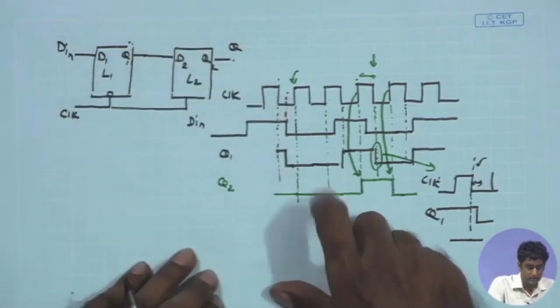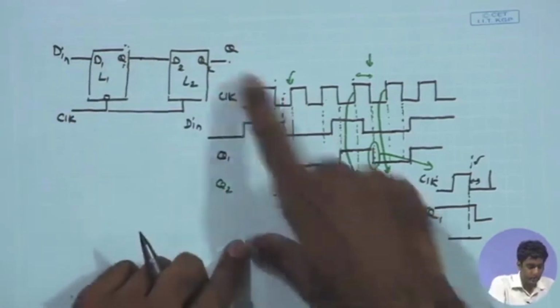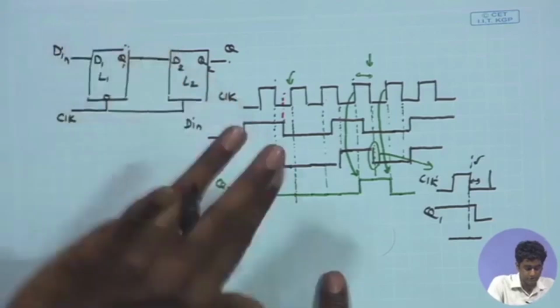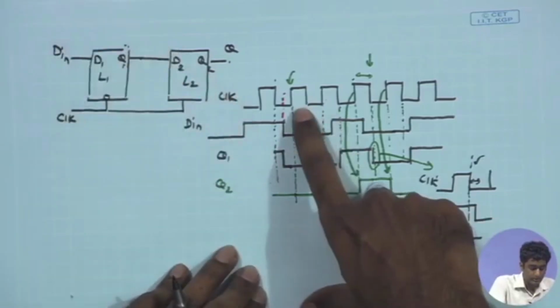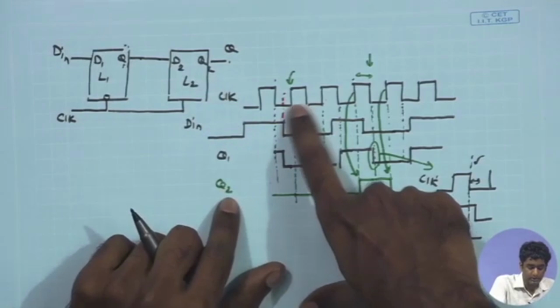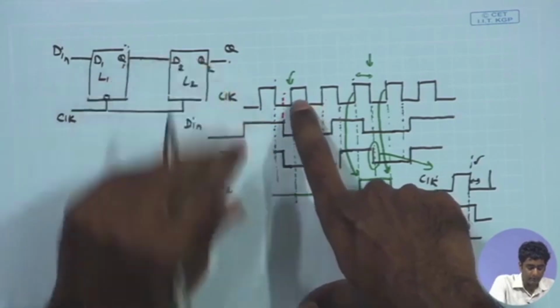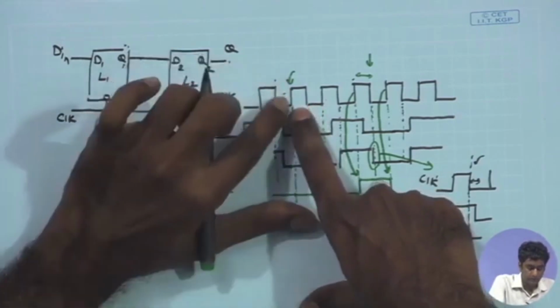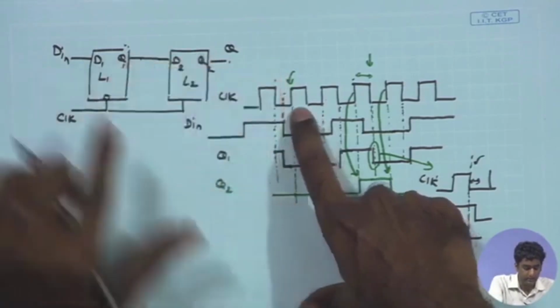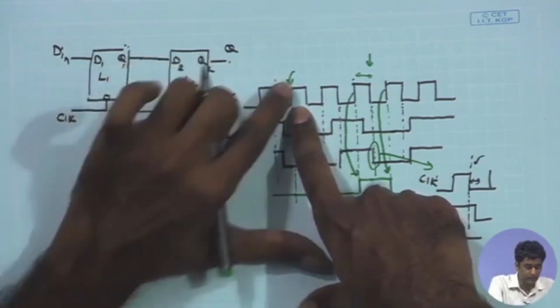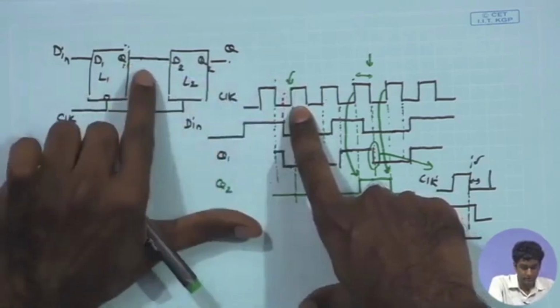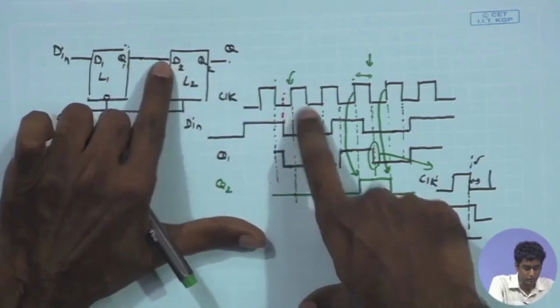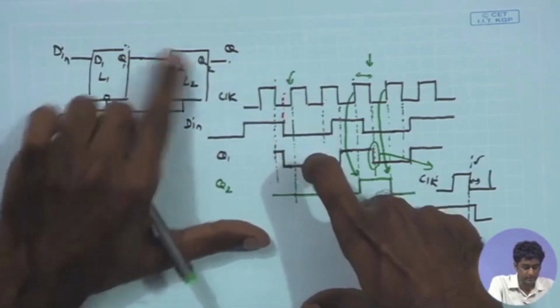And in the other case, if I look at the L2 operation, it is just doing the opposite. It is becoming transparent during the high phase, and therefore, whatever data is available to the input D2 during the high phase, it will be copying that to Q2.